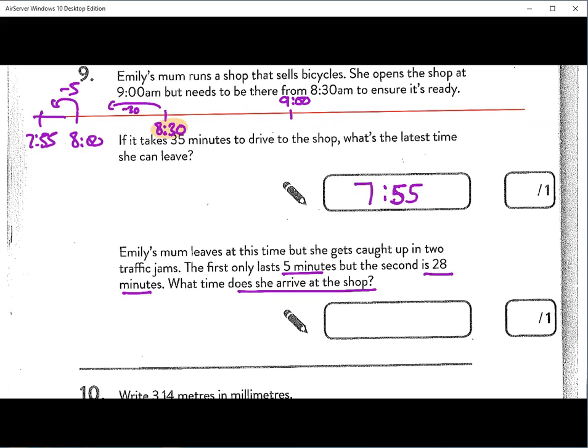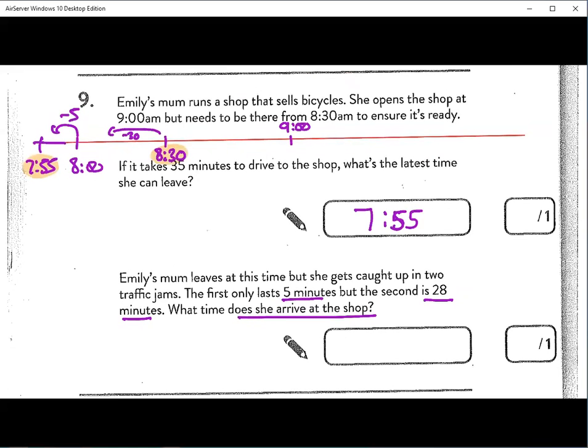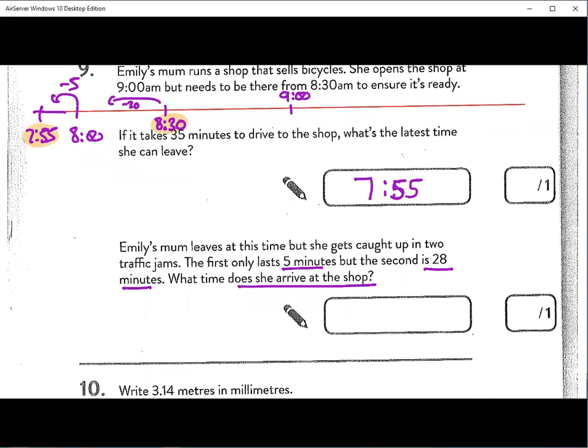Yeah. And she left home at what time? 7:55. Okay, so it takes her 35 minutes to drive to the shop. Okay, lovely. So now how much time did she have as a buffer to play with here? 30 minutes. Yeah, she has 30 minutes of preparation time. Now, how many minutes is she late altogether?